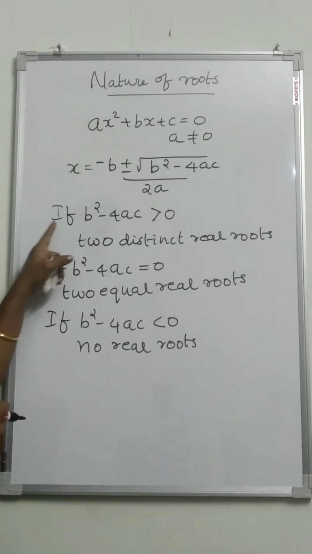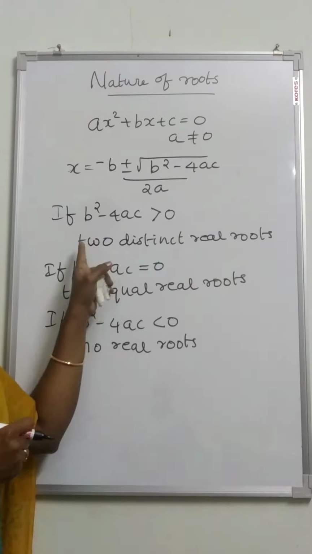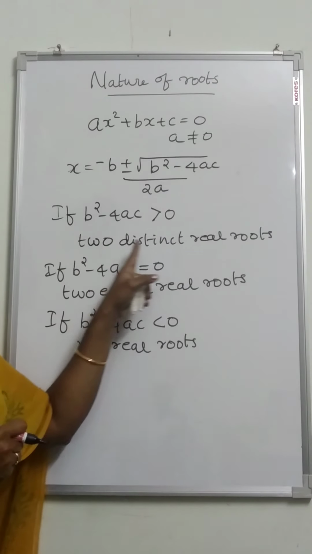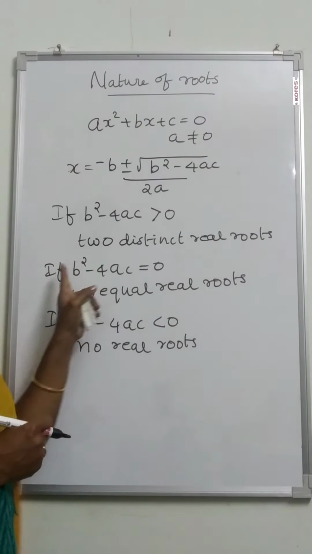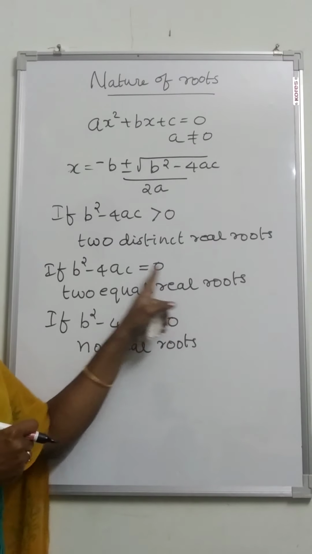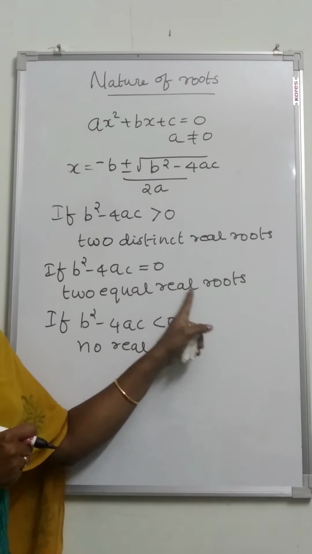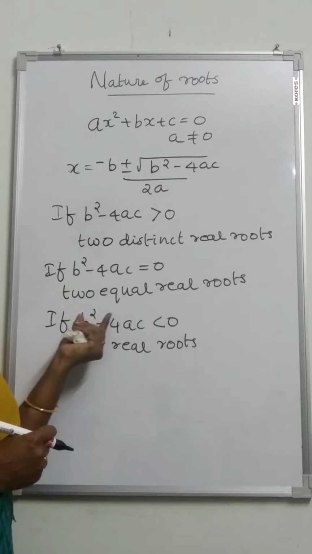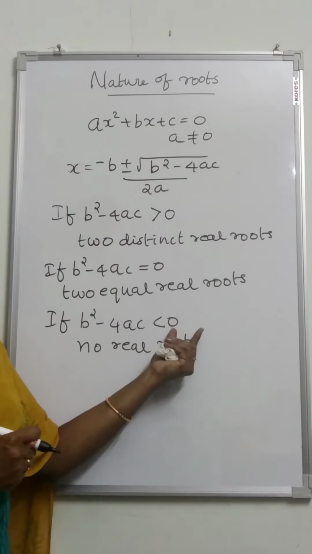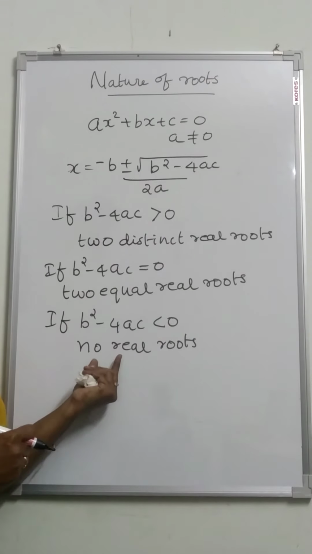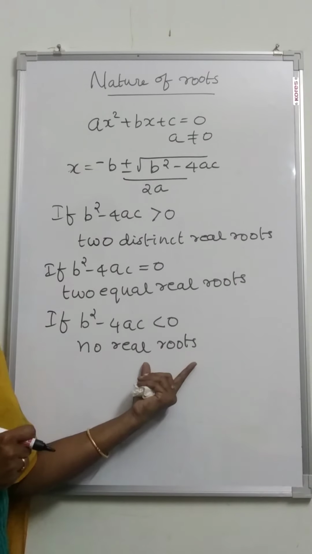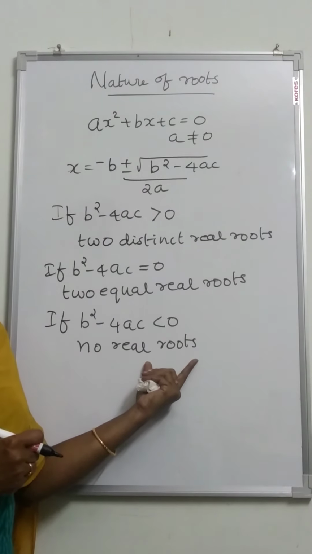That is, if b square minus 4ac is greater than 0, that equation has two distinct real roots. If b square minus 4ac is equal to 0, then it has two equal real roots. And if b square minus 4ac is less than 0, then it has no real roots. That is the nature of the roots. Clear?